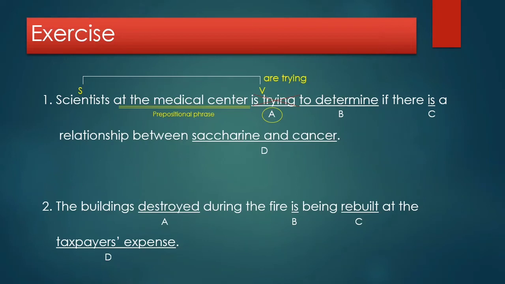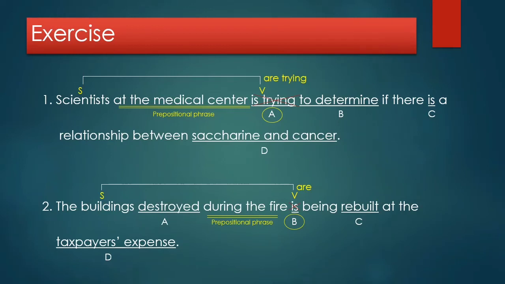Question number 2. The buildings destroyed during the fire is being rebuilt at the taxpayer's expense. The correct answer is B, is, because the subject of this sentence, the buildings, is in the form of plural noun. So, the verb should be in the form of plural by using are. The correct sentence is, the buildings destroyed during the fire are being rebuilt at the taxpayer's expense.